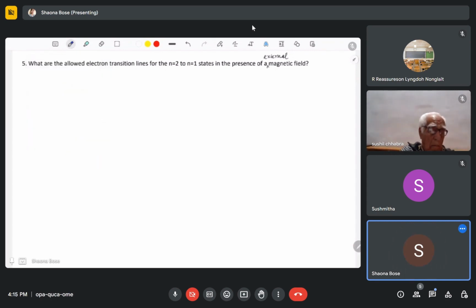Okay, since we don't have much time, I will straight away start with the explanation. You can understand that we are talking about the Zeeman effect here.